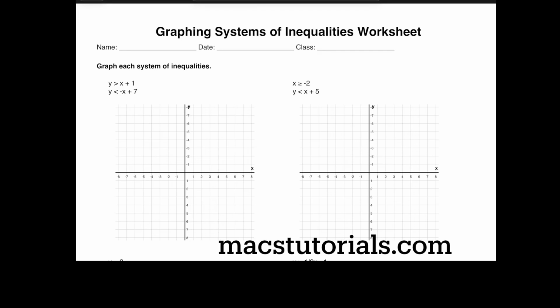Hey everybody, Mac here, and we are doing graphing systems of inequalities. So this is version B. I'll write a B right here.